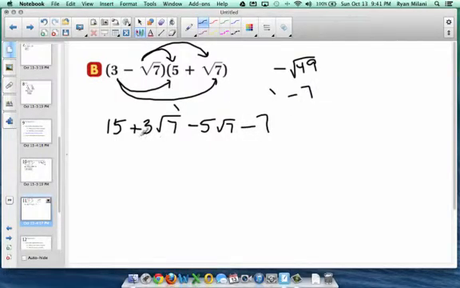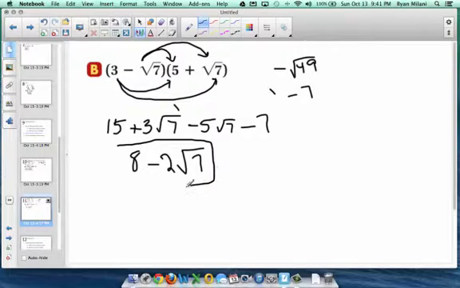Now I combine like terms. 15 minus 7 is 8. And then 3 minus 5 is negative 2. So I get negative 2 square root of 7. And that would be my final answer. So that is how we double distribute with radical expressions. So that brings us to our next point.